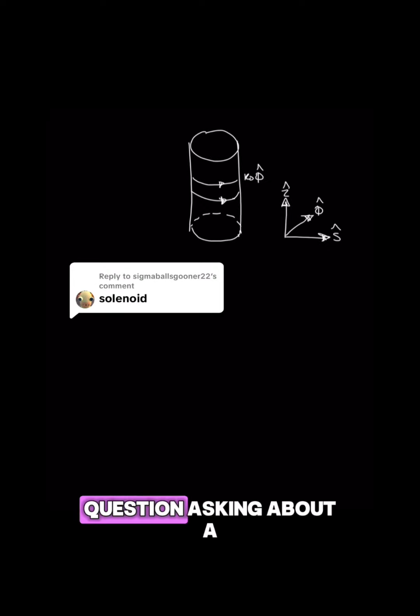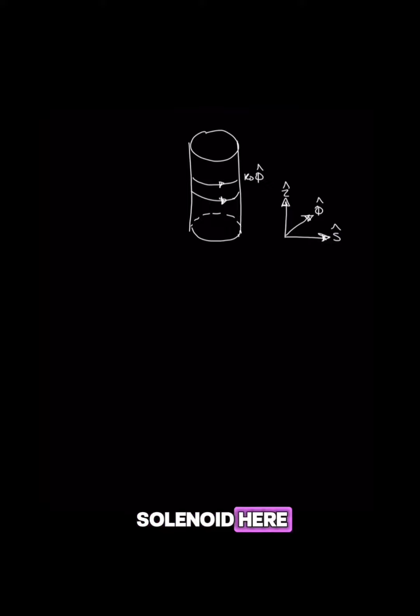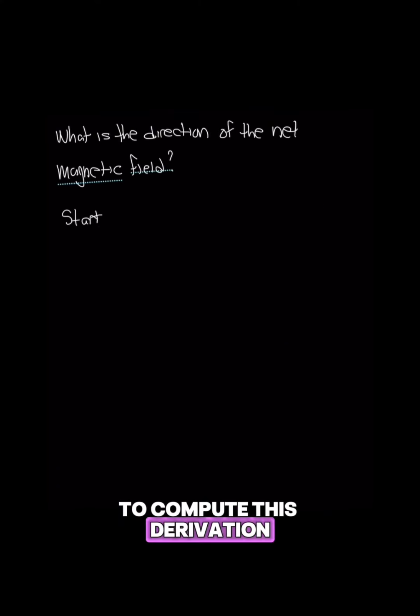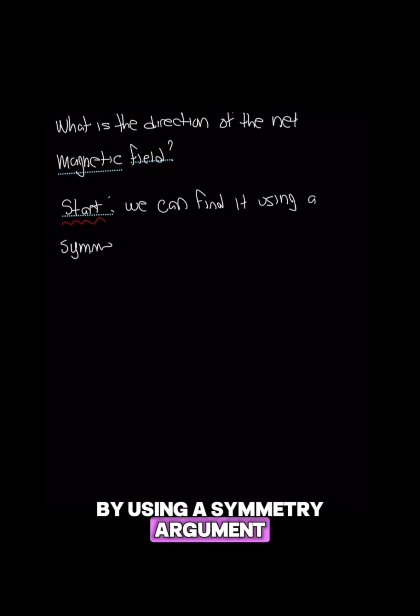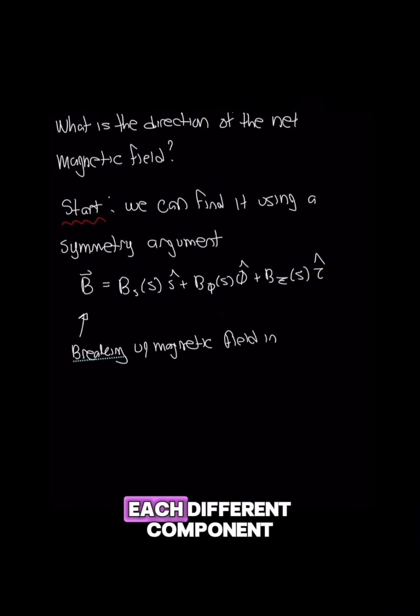All right, so I got a question asking about the magnetic field of a solenoid. Let's just say we have this infinite solenoid here, and the question asks you what is the direction of the net magnetic field. To compute this derivation, we can start off by using a symmetry argument. So we can break down the magnetic field into this equation here, breaking it down into each different component.